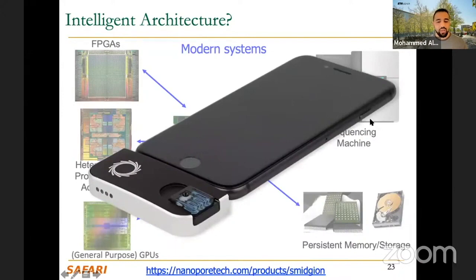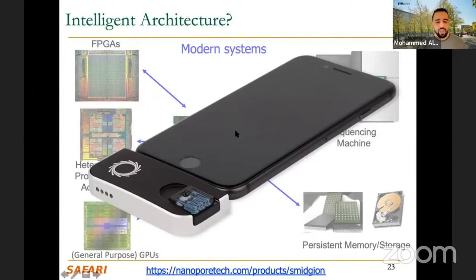Ultimately, we would like to have something like this. This is a real sequencing machine, and this is a real iPhone. If they are attached together, you can do the analysis in a portable fashion. You do the sequencing here, you get the data, you do the analysis inside the phone or the mobile device. So you can get the results very fast. You don't really need multiple pieces of equipment or cloud computing to do the analysis.